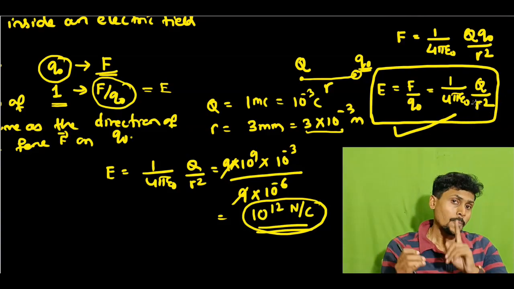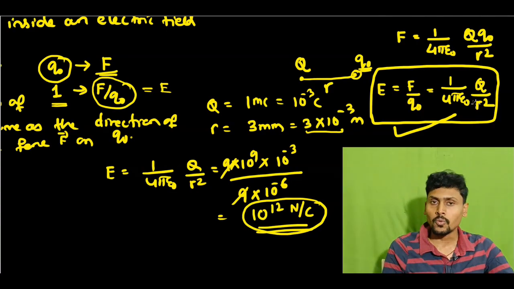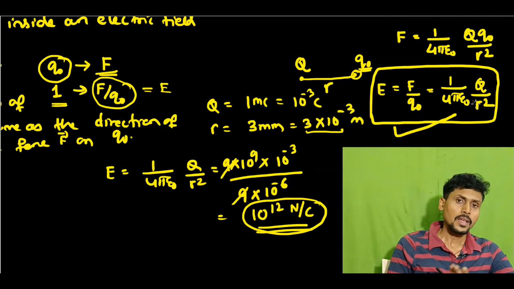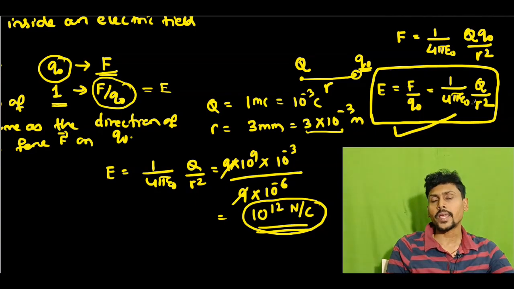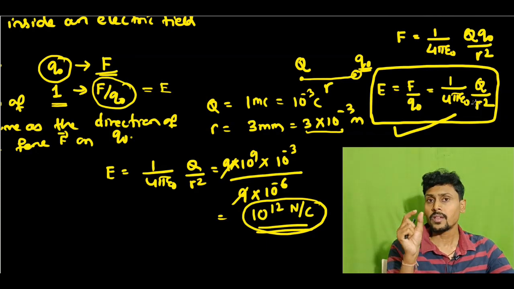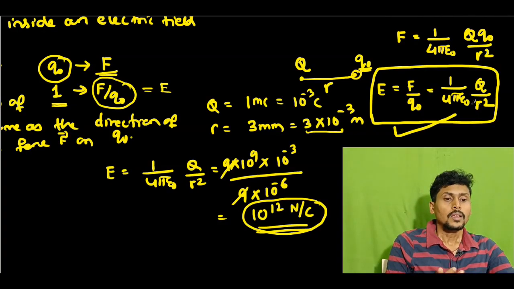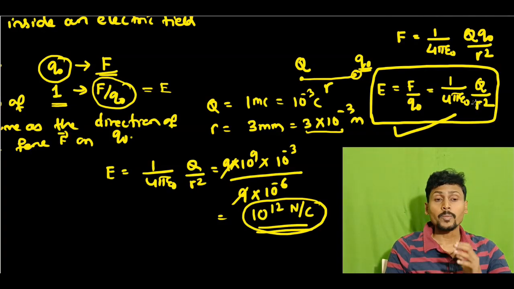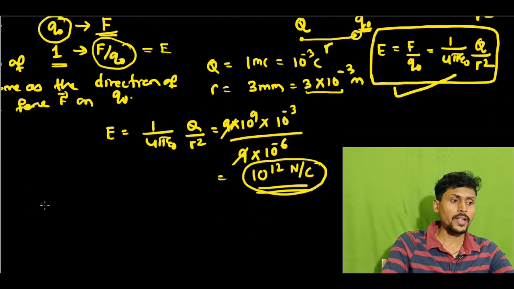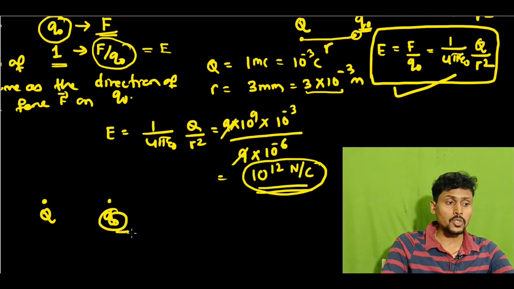So remember that if you have a charge Q and you want to find electric field intensity at a distance R from it, the formula is 1 by 4 pi epsilon naught Q, meaning the magnitude of the source charge, divided by R square. Now we have to mention the direction. So look at the diagram again. I am drawing the diagram here. This is the source charge Q, this is the test charge Q naught, and remember that the test charge is always positive.